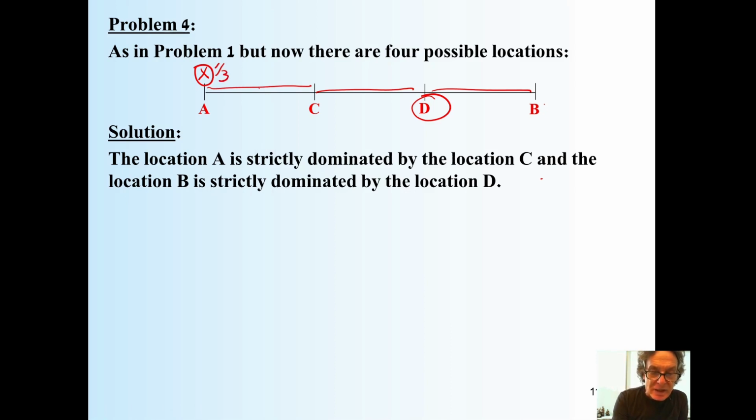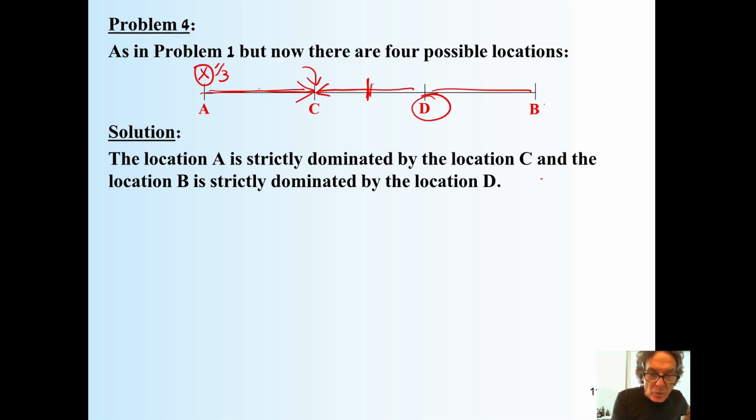If I move myself to C, what do I get? First of all, all the 1/3 will come to me because I will be closer than you. And I'm also getting half of this. So I'm going from 1/3 to 1/2 because I'm getting 1/3 plus 1/6, 1/2. So again, I'm better off moving to C if you are at D.